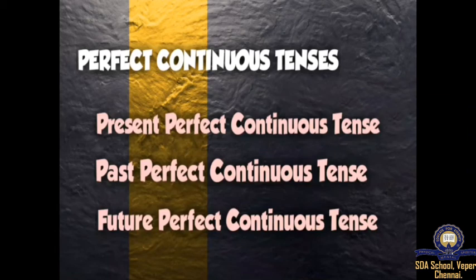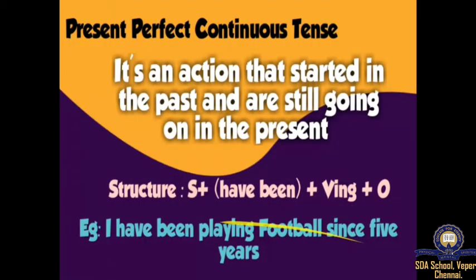First, let's see present perfect continuous tense. Let's see the definition. It's an action that started in the past and is still going on in the present. I'll repeat. Present perfect continuous tense is an action that started in the past and is still going on in the present. And its structure is subject plus have been plus verb with ing plus object.